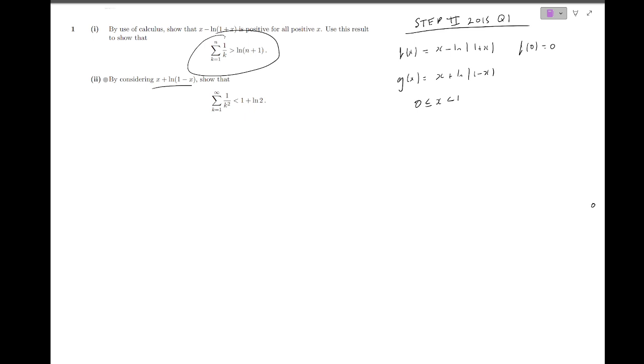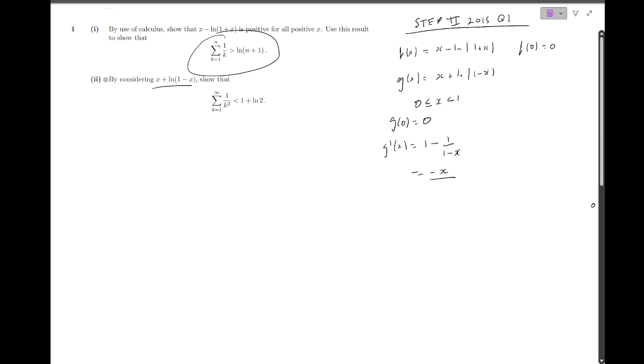So now we do the same thing, right? We evaluate g of 0, which also becomes 0, because again, 0 plus natural log 1, which is just 0, is 0 plus 0, which is 0. So now we just need to see if the function is decreasing or increasing from this point. So we do g dash of x, which is 1 minus 1 over 1 minus x, which becomes minus x over 1 minus x. Now for the domain of greater than 0 and less than 1, this is a negative value. This is actually just all negative.